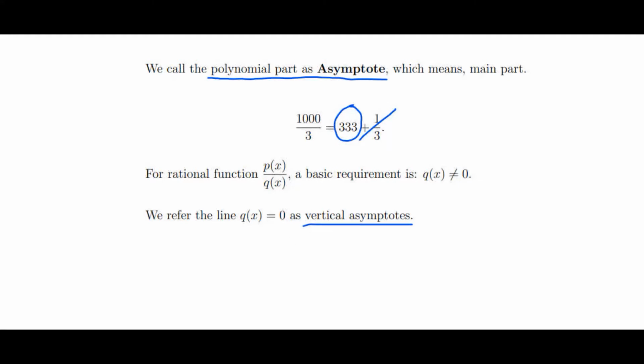So why do we call this a vertical asymptote? Because this solution is just x equals some number, like x equals x0. So x equals x0 in rectangular coordinates means such a line, right? Like x equals 1, x equals 2, x equals 3. Those are vertical lines. So x equals x0 is a vertical line, so we call this a vertical asymptote.